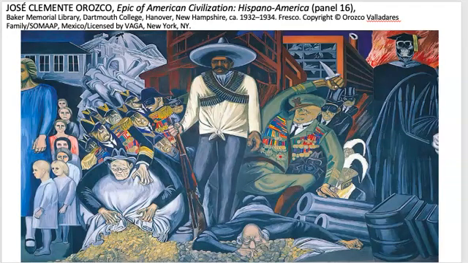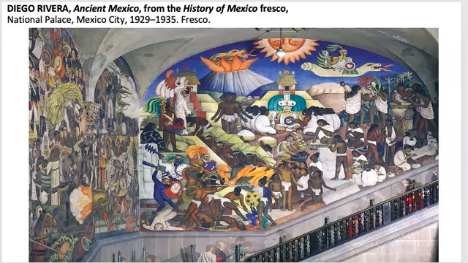So this is Jose Clemente Orozco, another really famous Mexican muralist. You can see all of the imagery in here as well. So the Mexican muralists took the art outside of galleries and museums and brought it into public spaces, which essentially made the art accessible to all. So that was a really important aspect of mural painting. This is another Diego Rivera in the National Palace in Mexico City.